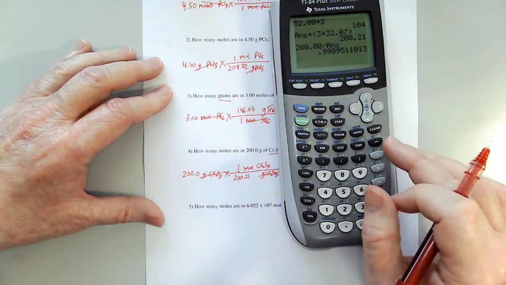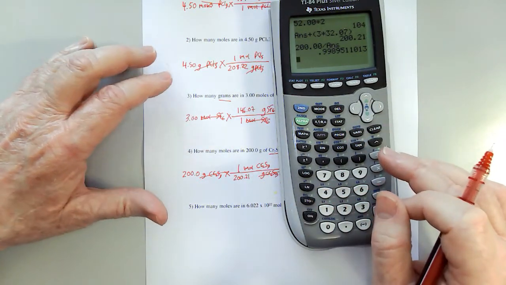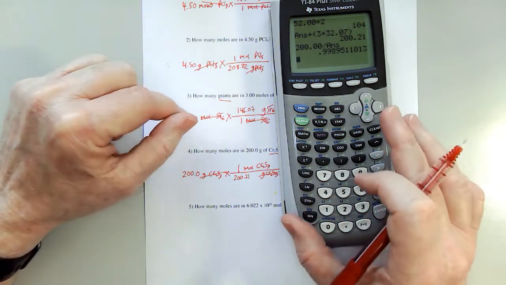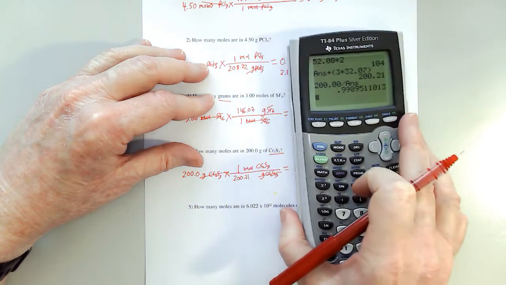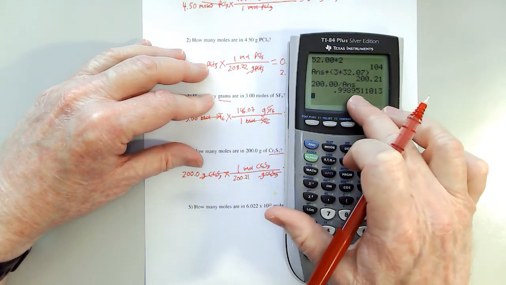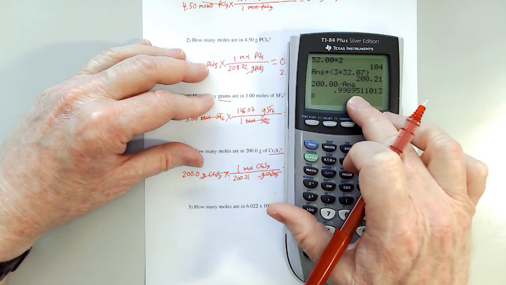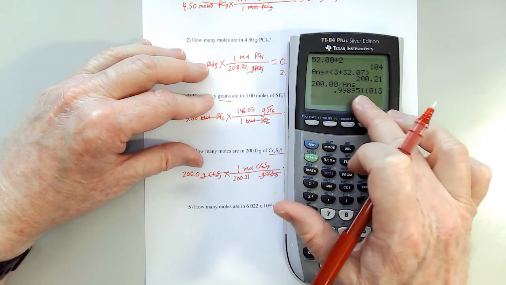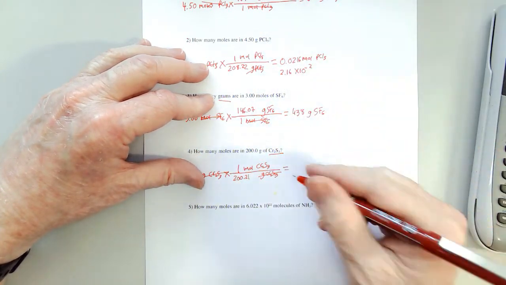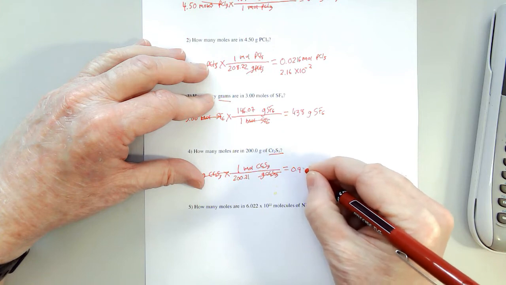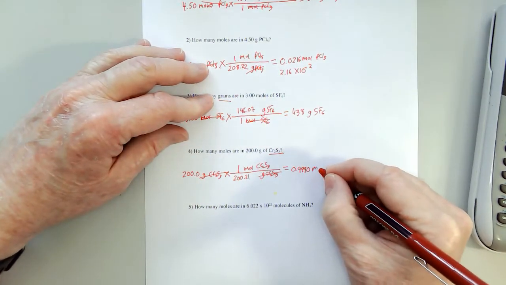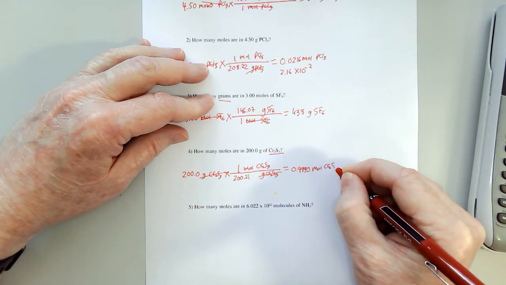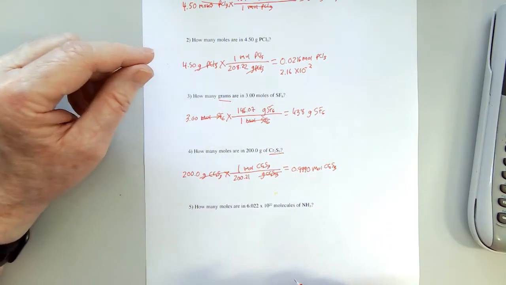0.99895. Okay, so I got a 4 sig fig answer here. 0.99. The 5 causes the 9 to round up. So 0.9990 moles Cr2S3. Okay.